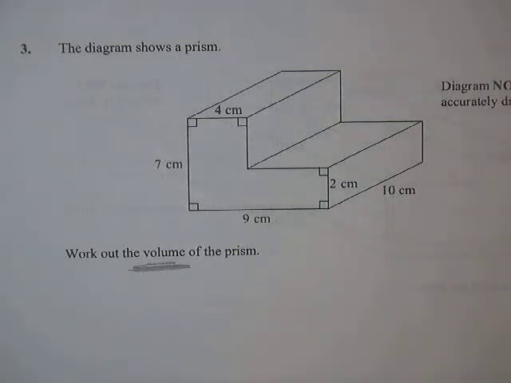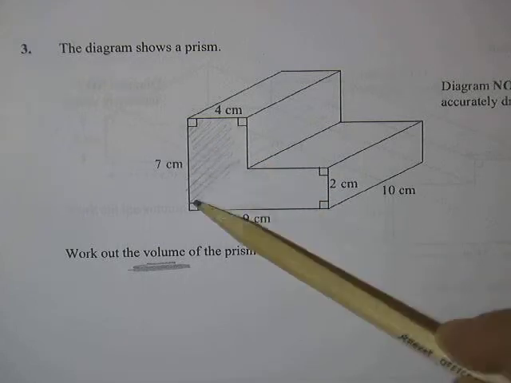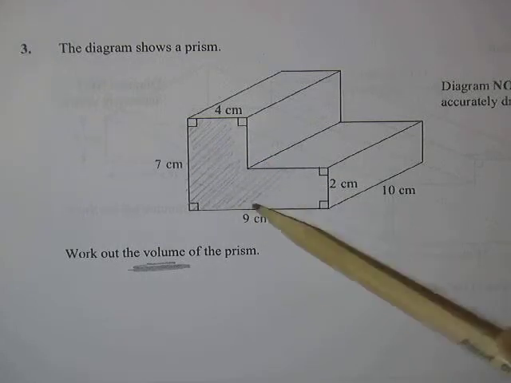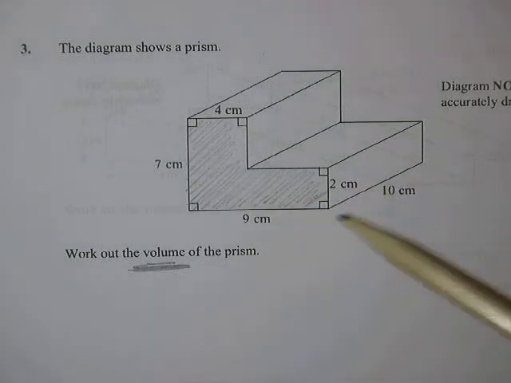A prism is a three-dimensional shape. To work out the volume, we take the area of the cross-section, which is the front face. The cross-section of this front face is that L shape there. So we take the area of the cross-section, we times it by the length, we'll get the volume. That's what we're looking for.